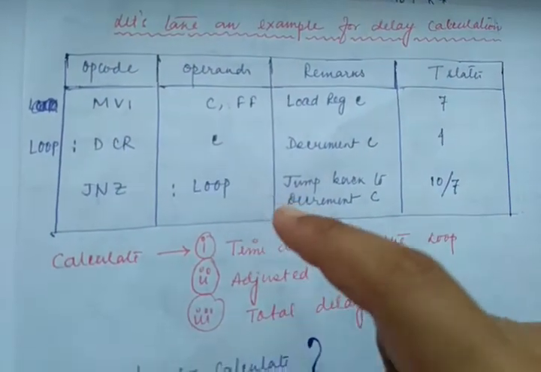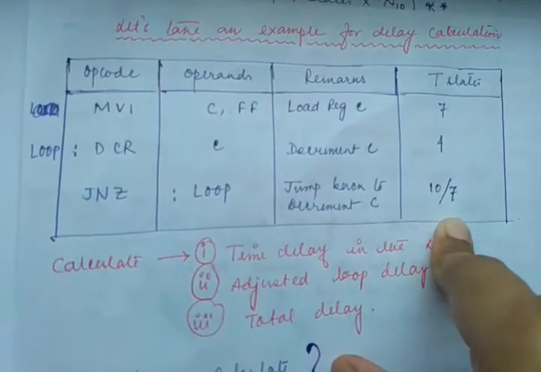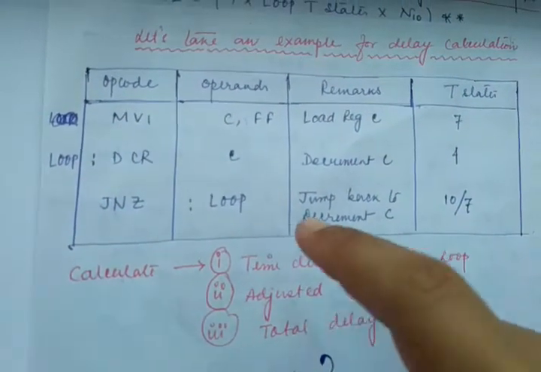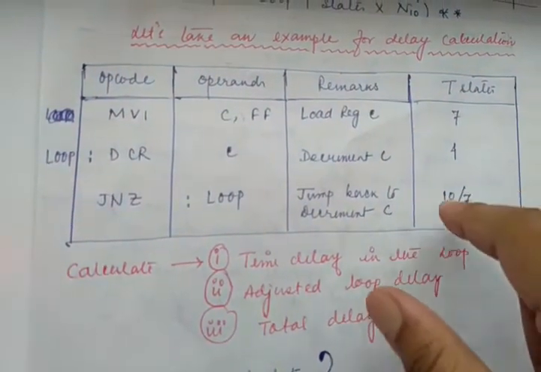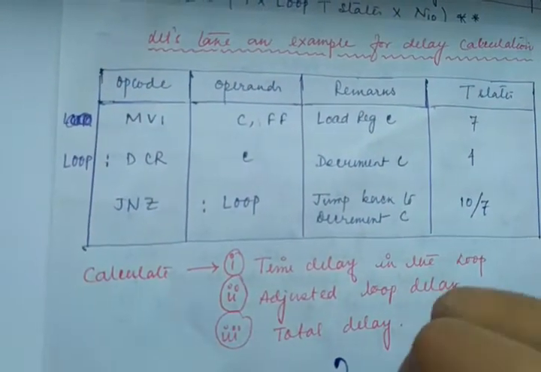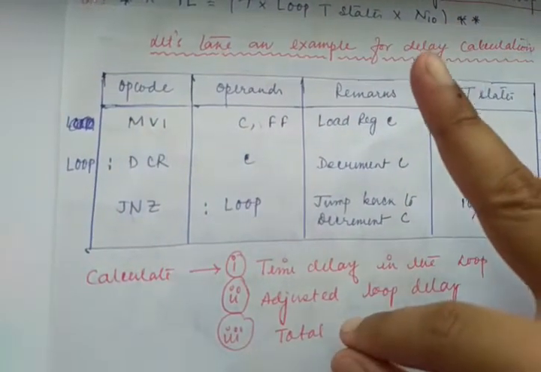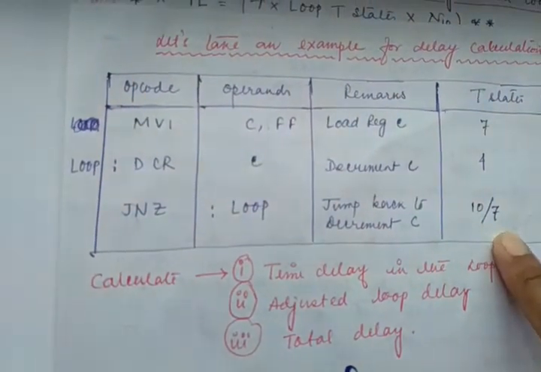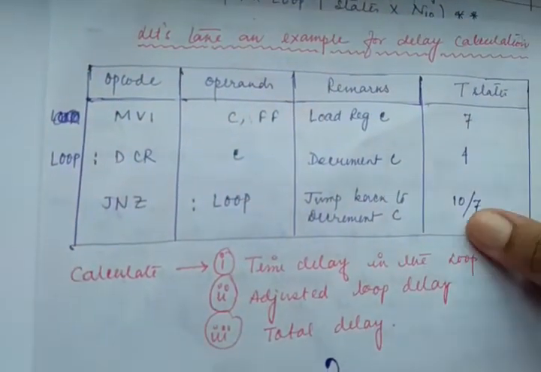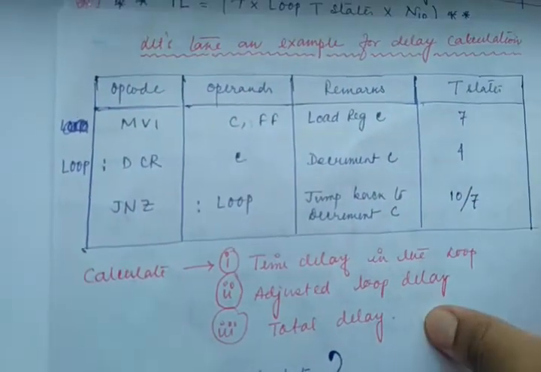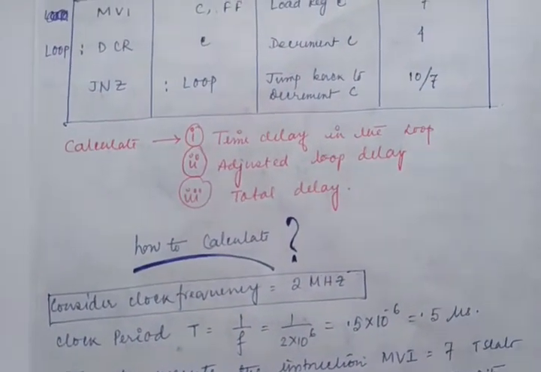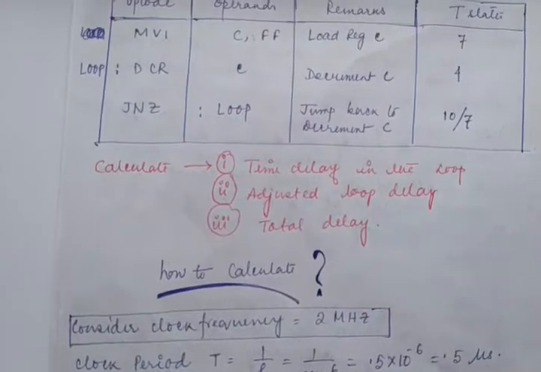And otherwise it takes only 7 T states. That's why I am giving some fractional value here: jump if not 0 will take 10 T states, otherwise it will be treated as 7 T states. If it is not used as a branching instruction, then it will take 7 T states, and if it is used in a branching instruction, meaning it is used in a loop, then it will take 10 T states, right?